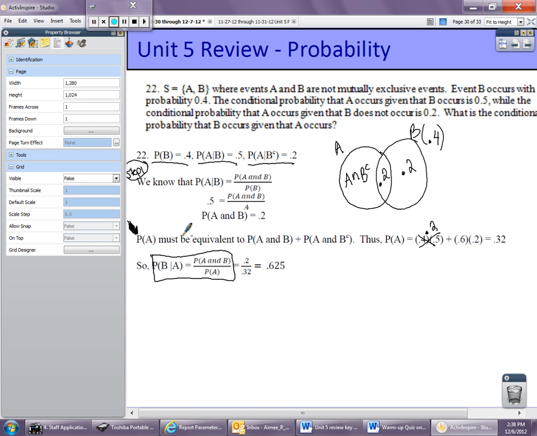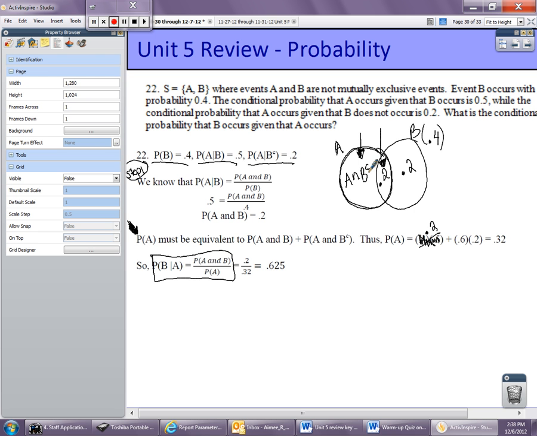Now, in order to find the probability of A, basically I need to take this section, which I don't know, and this section, and add them together. Since I already know 0.2, I can just go ahead and replace the 0.2 here. But what I don't know is the rest of this over here. The rest of this information I can write as the probability of A and the probability of the complement of B.